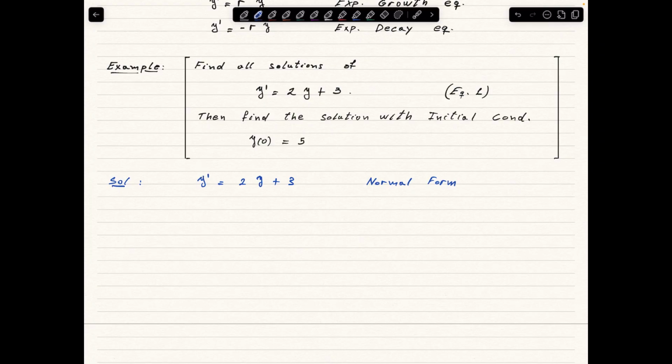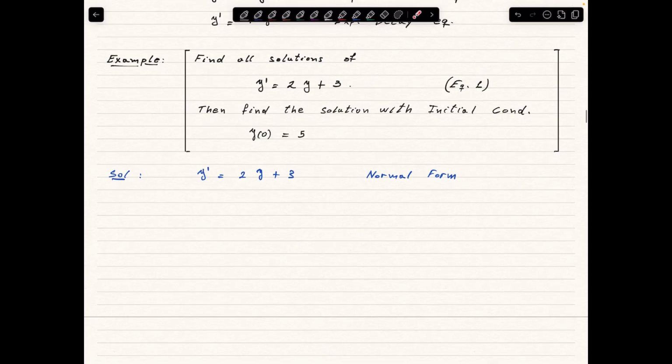Now let's write it in separable form. Well, how can we do that? Simply by dividing by the whole right hand side. So we divide the equation by the whole right hand side, and we are going to have something of the form y prime divided by 2y plus 3, and here equal 1. Now the equation is written as separable. And now we know what to do.